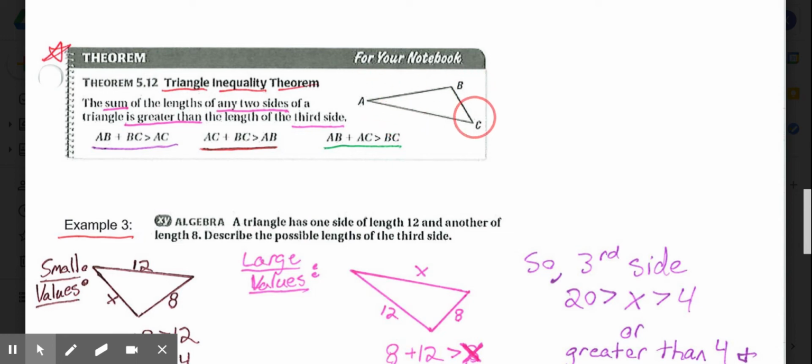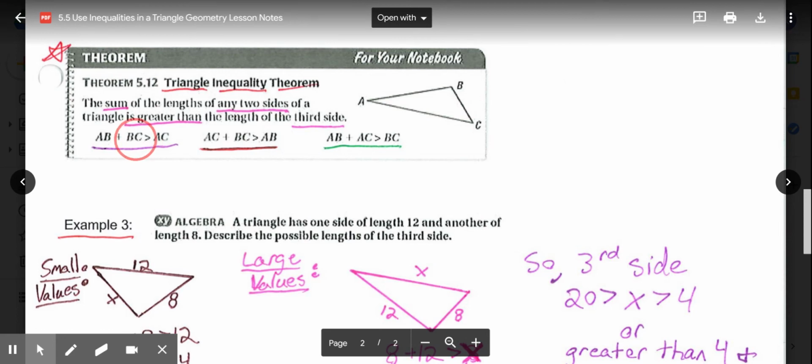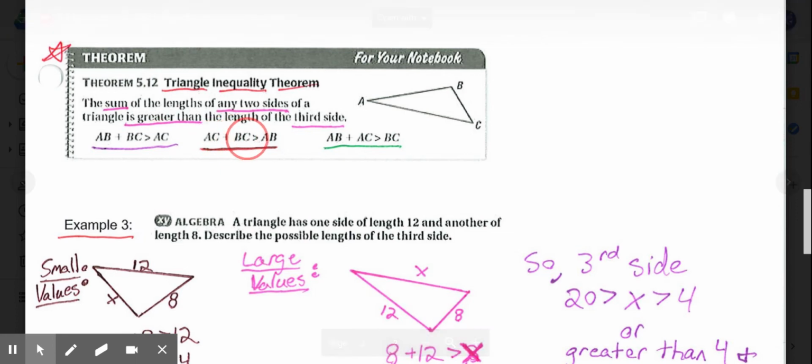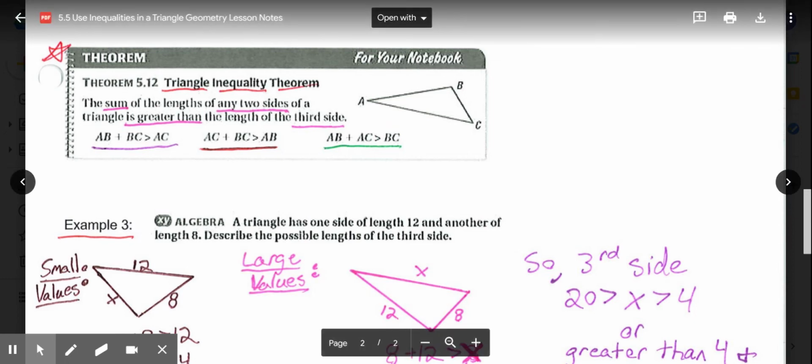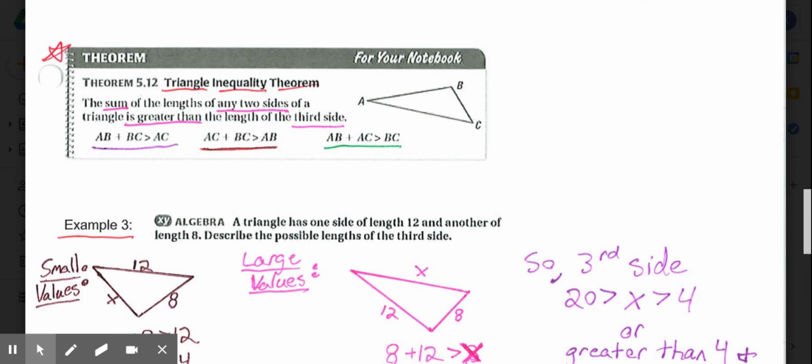So looking at this example, AB plus BC would have to be bigger than side AC. Side AC plus side BC is bigger than side AB, and AB plus AC is greater than side BC. So any two sides added must be longer than the third. If that's not the case, we do not have a triangle.